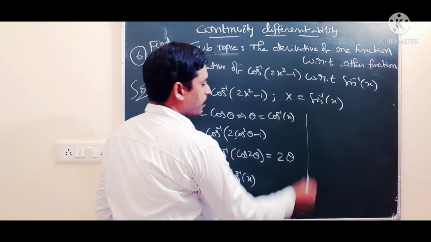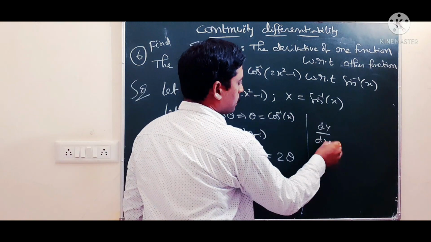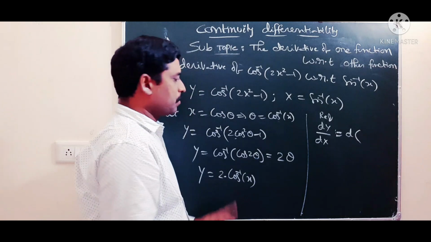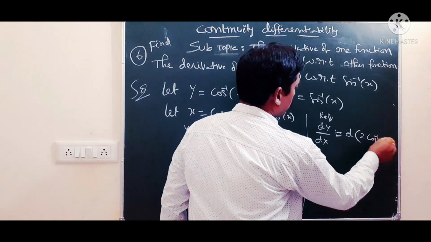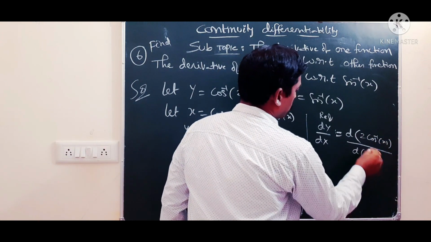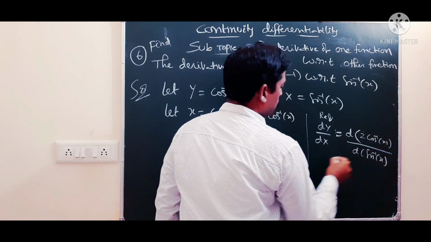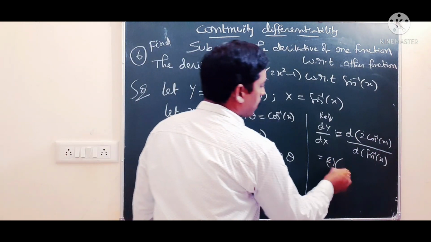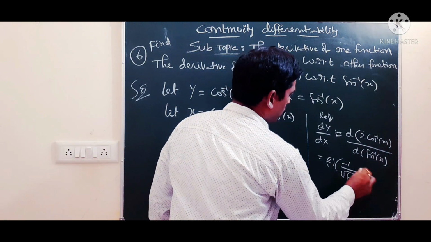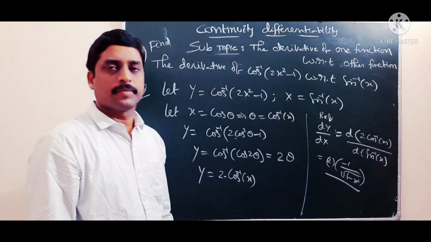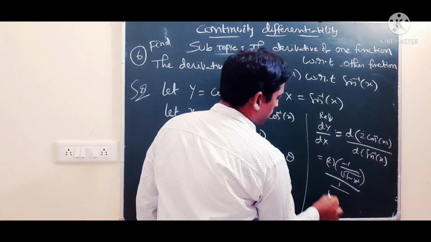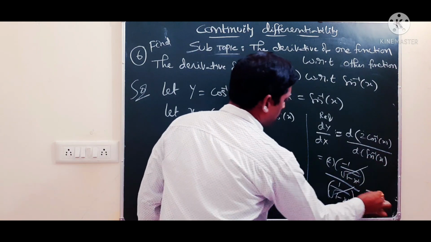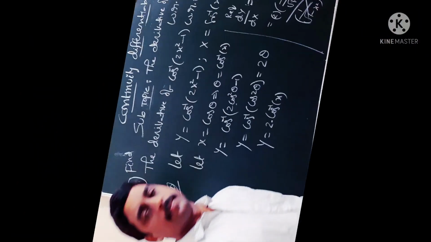Our target is dy by dx. This is required. So the derivative of y, 2 cos inverse x, by the derivative of sin inverse x. In this, 2 is a constant, and the derivative of cos inverse x, we have the formula minus 1 by root 1 minus x square. The derivative of sin inverse x is 1 by root 1 minus x square. So 1 by root 1 minus x square gets cancelled. The answer will be minus 2.